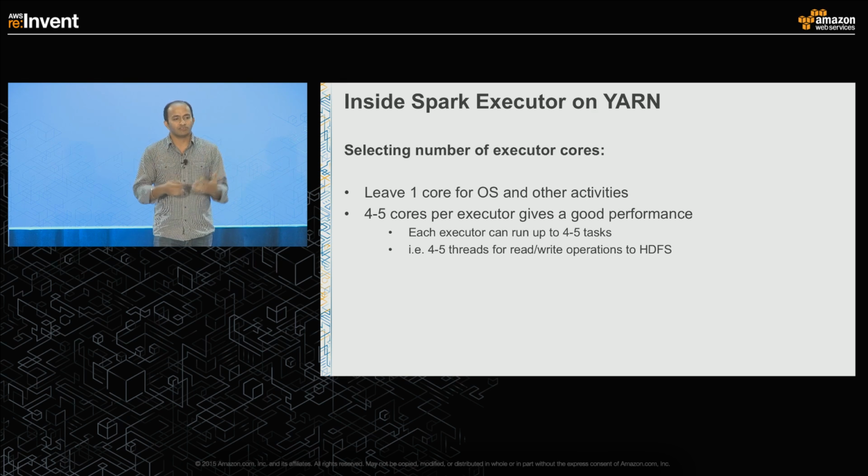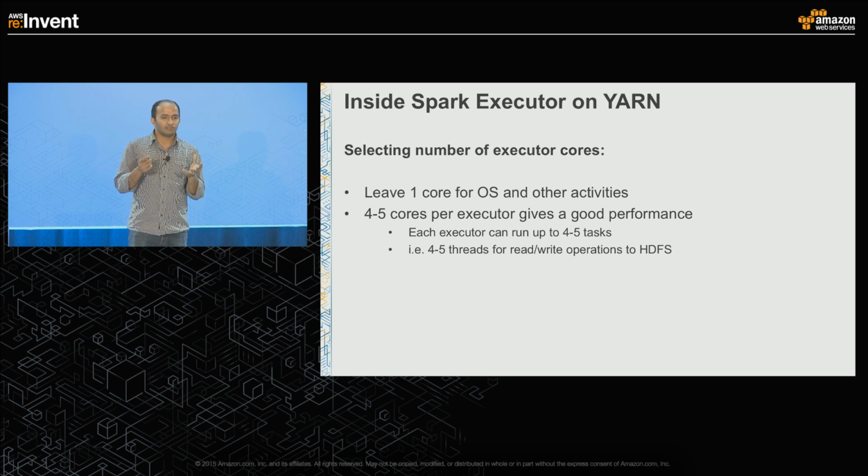Now once your cluster is up and running, you're configuring how many machines you need. Let's consider how you select the number of cores. You leave 1 core for the OS and other activities, and then for good optimal performance, you leave 4 to 5 cores per executor. In each executor is where you have the tasks, and when you're reading and writing data from HDFS, each task has a thread. So when you read and write data to HDFS, you have 4 to 5 threads running and writing there, which gives you good performance.